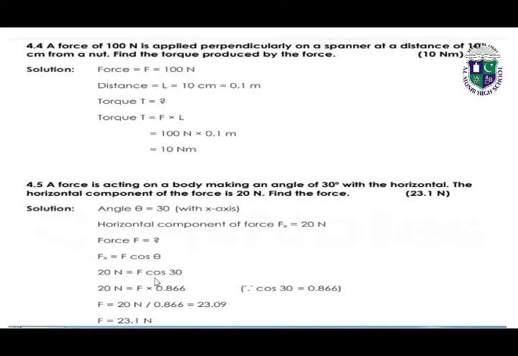Here we have the value of cos 30 degrees, which is 0.866 according to our table. Here it is also given the value of cos 30 degrees. By putting the values, we will get the answer of force, which is 23.1 Newton.